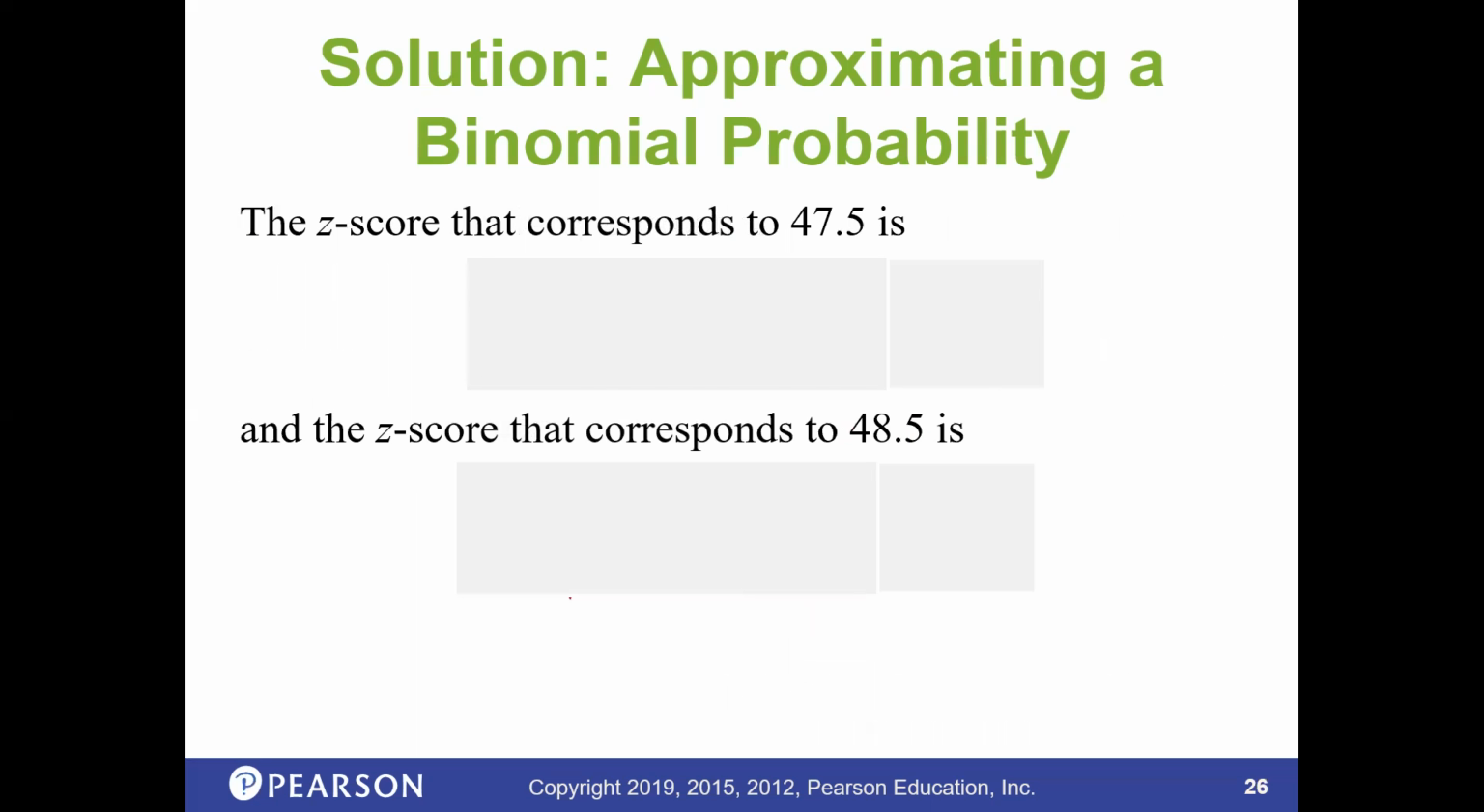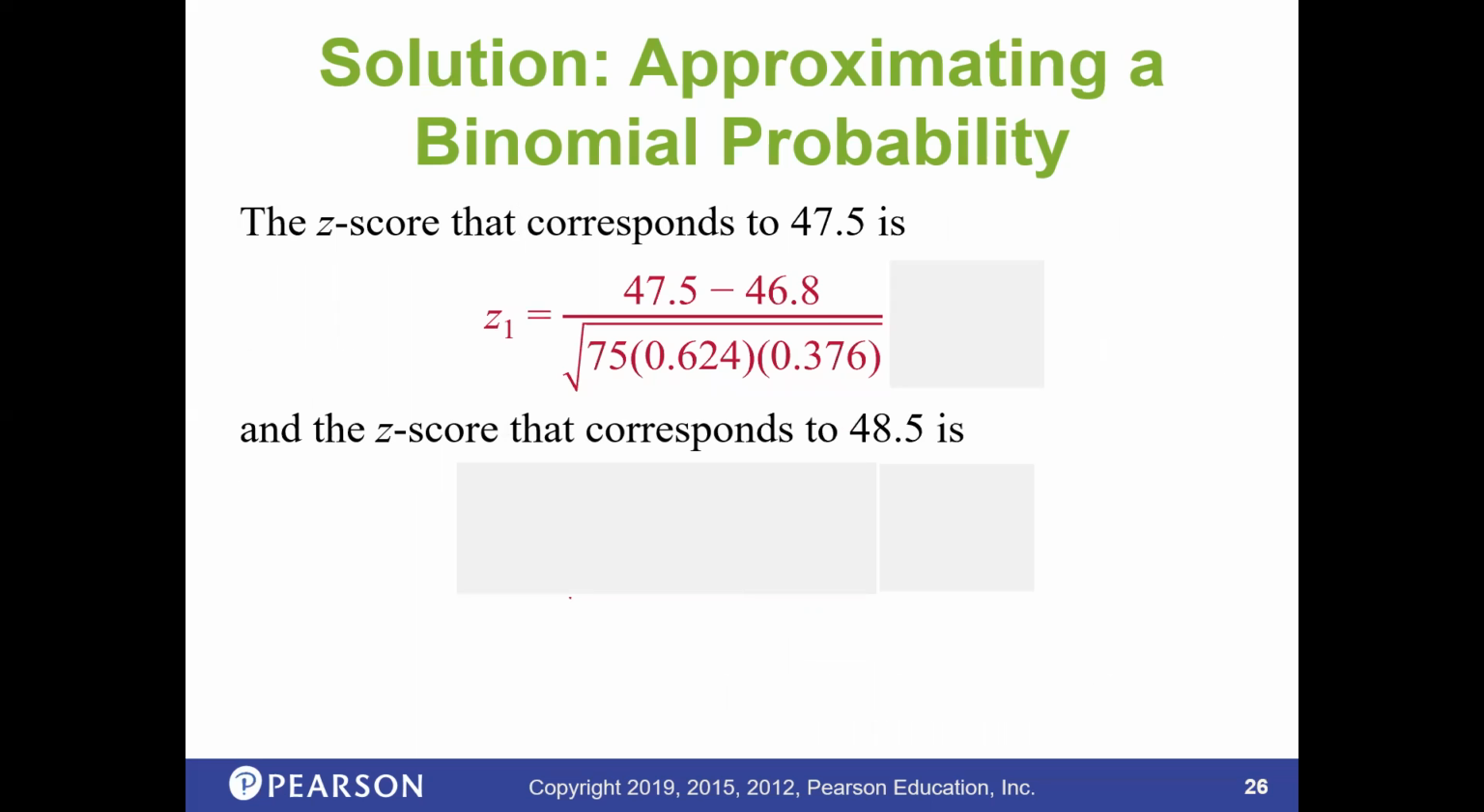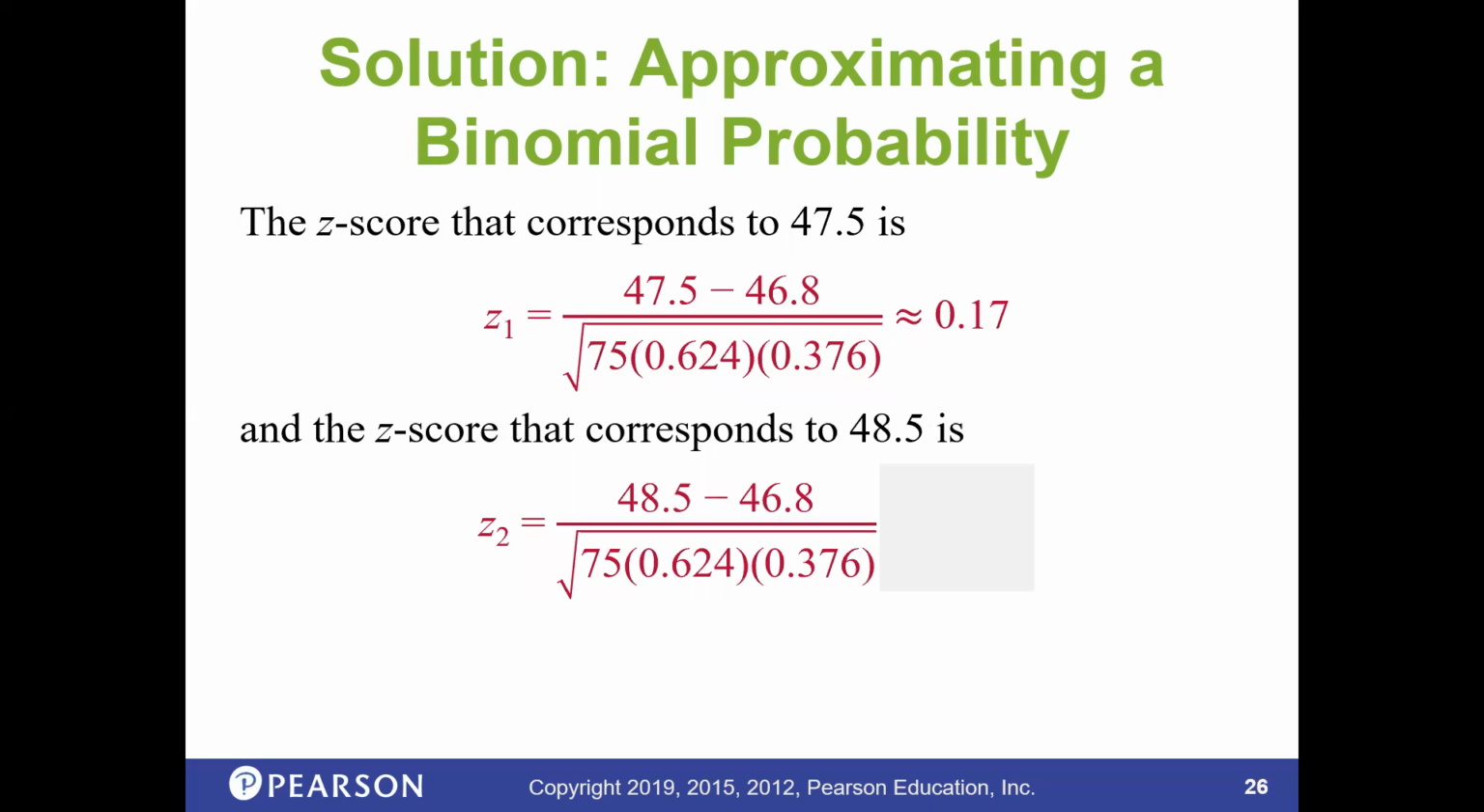So a z-score corresponds to 75.5, I mean 47.5 minus 46.8, which should be a positive value. Divide by all that, and I'll calculate that. You guys just check, make sure you got the same as I did. I got 0.17. Are we good with 0.17? So notice now we have a Z1 and a Z2 because we have two different z-scores. Go up 1 unit higher, so 48.5 minus 46.8. Divide by the same exact numbers that we had before. And voila, we get 0.41.